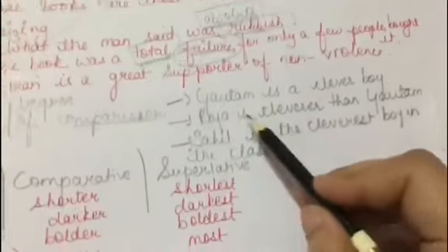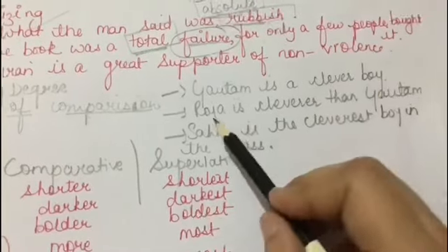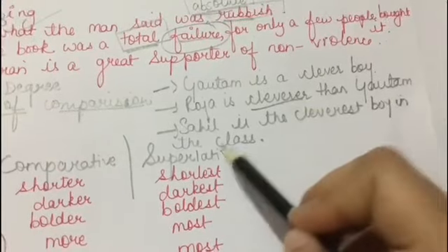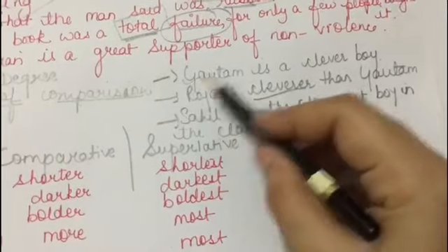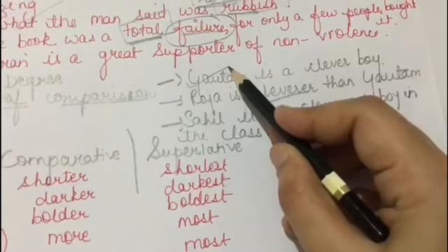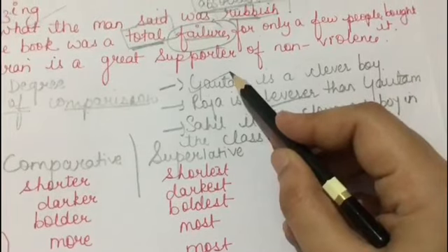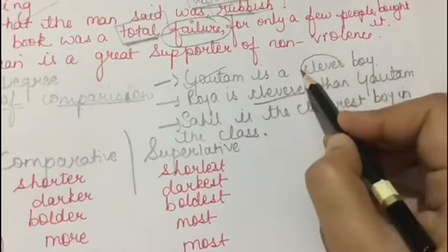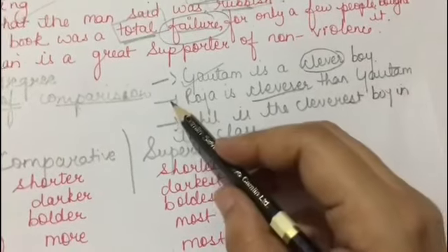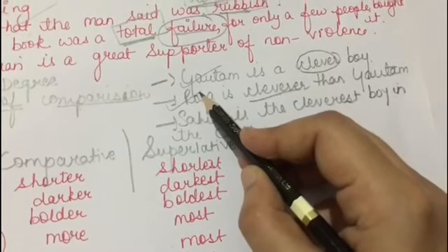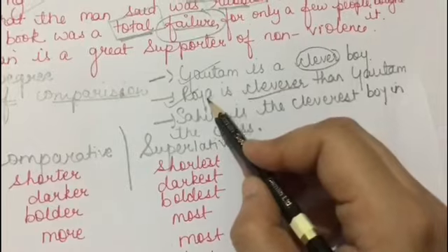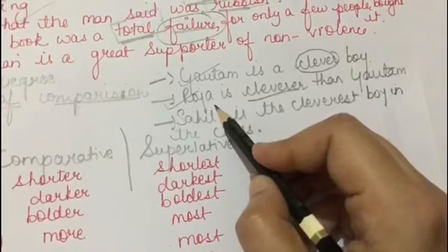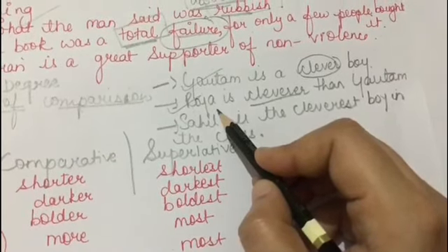If you look at this example: Gautam is a clever boy, Raja is cleverer than Gautam, Sahil is the cleverest boy in the class. Here sentence A simply states that Gautam is clever, that is, Gautam has the quality of cleverness. It does not compare him with any other boy regarding cleverness, and that's why we have used the word clever. But if you look at sentence B, two boys are being compared, Gautam and Raja, with regard to cleverness, and we say that Raja is cleverer. In other words, Raja has more of the quality of cleverness than Gautam.